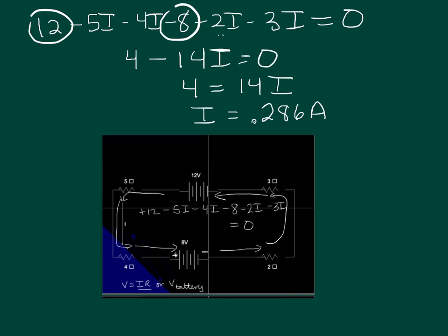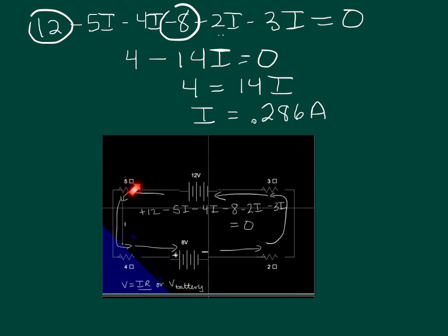So here's what we did. We took our 12-volt battery, and it was a potential add because 12 volts is going to add to our potential, and then we subtracted the 5 ohms times the current through the first resistor, because that's a potential drop.